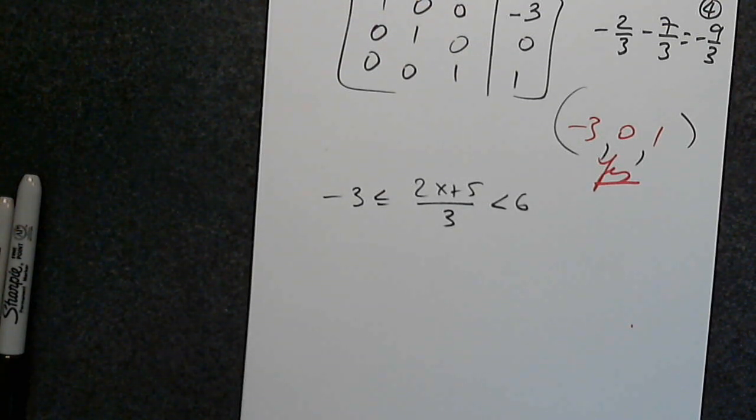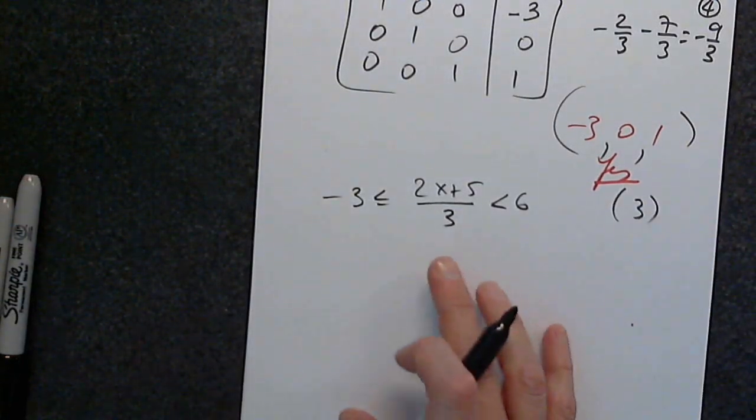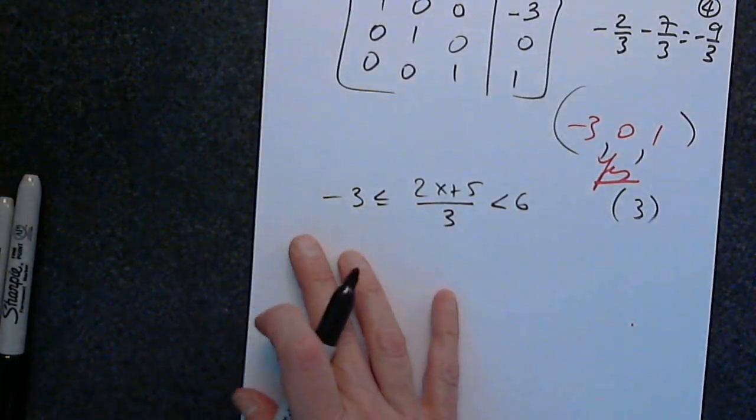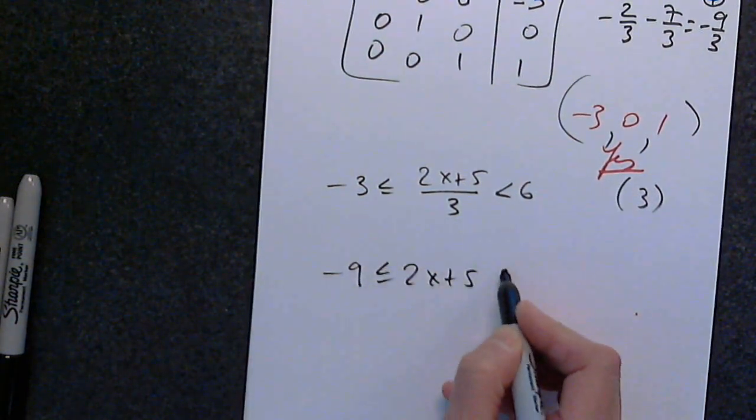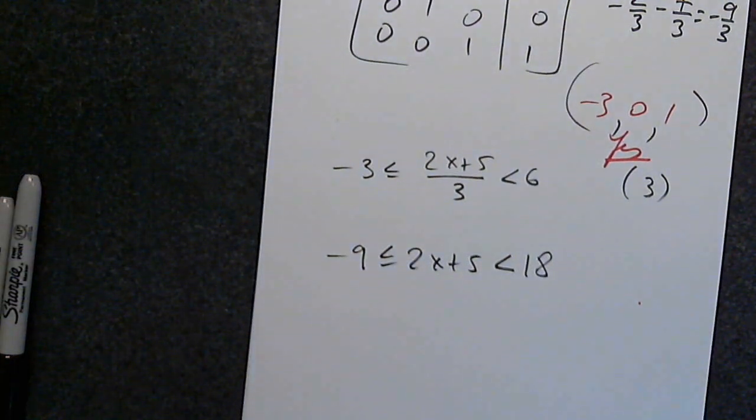Exactly. Of course. We have to get rid of the denominator, so we multiply everything by 3. So this is negative 9 less than or equal to 2x plus 5 less than 18.